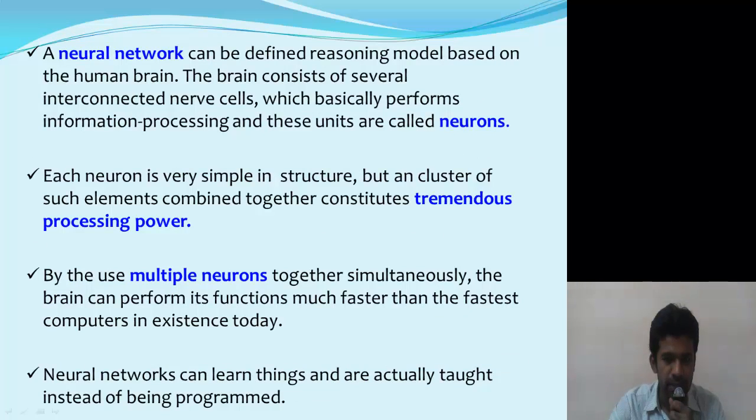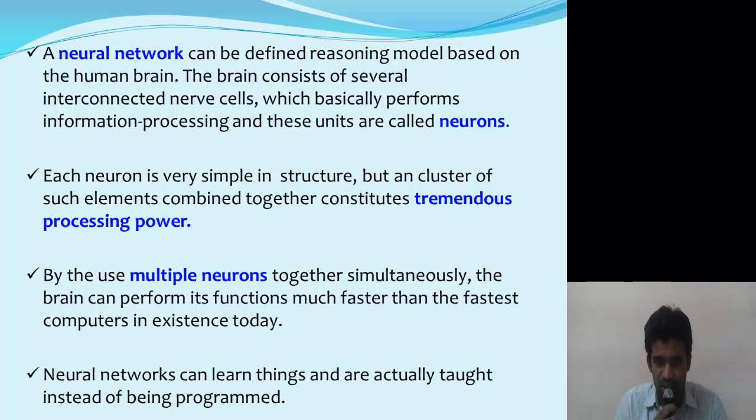A neural network can be defined as a reasoning model that is based on the human brain. Artificial neural networks can involve a bit of biological learning. The brain usually consists of interconnected nerve cells which basically perform the task of information processing. These units are called neurons. The thoughts always evolve from the neurons. Each neuron is a very simple structure, but a cluster of such neurons combined together bring us tremendous processing power. By the use of multiple neurons together simultaneously, the brain can perform faster than the fastest computers in today's world.